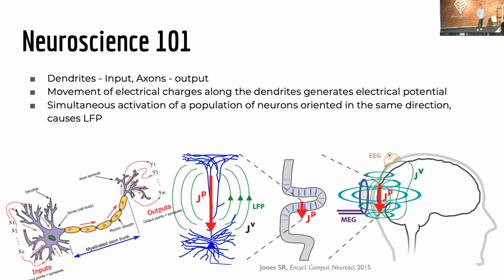So there was a huge debate regarding electrophysiology, but most of the neuroscientists agree that what we measure here is the movement of electrical charges and the electrical field. But I will go into that in a moment.